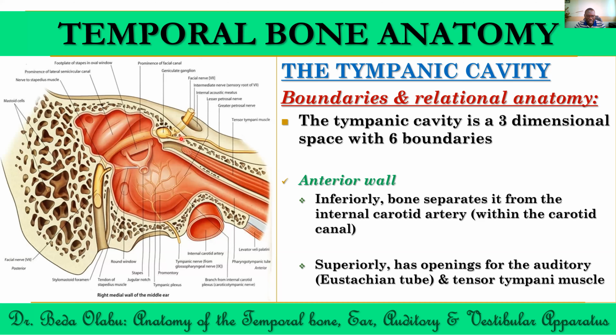Much superiorly, that's where we have the opening. So the opening of the eustachian tube, also known as the pharyngotympanic tube, that balances pressure between the middle ear and the outer ear. And the opening for the tensor tympani muscle, which, as the name suggests, creates some tension on the tympanic membrane through the malleus.